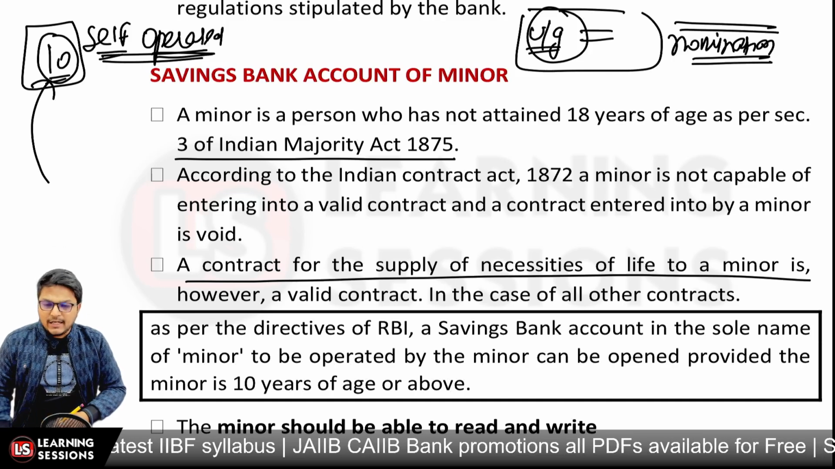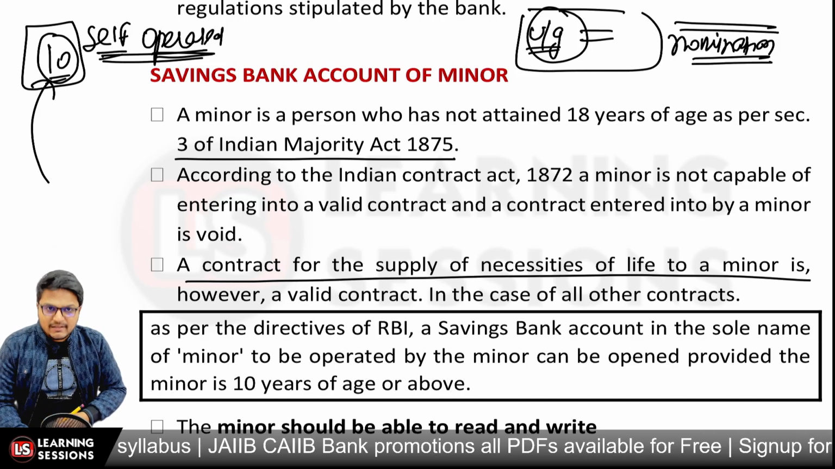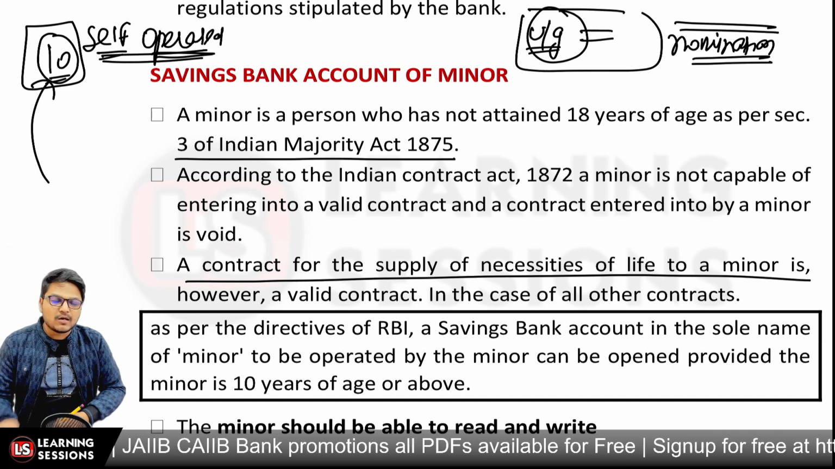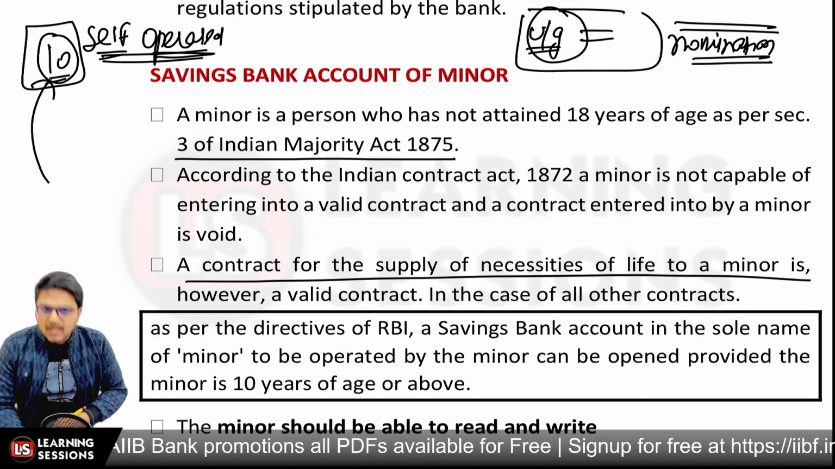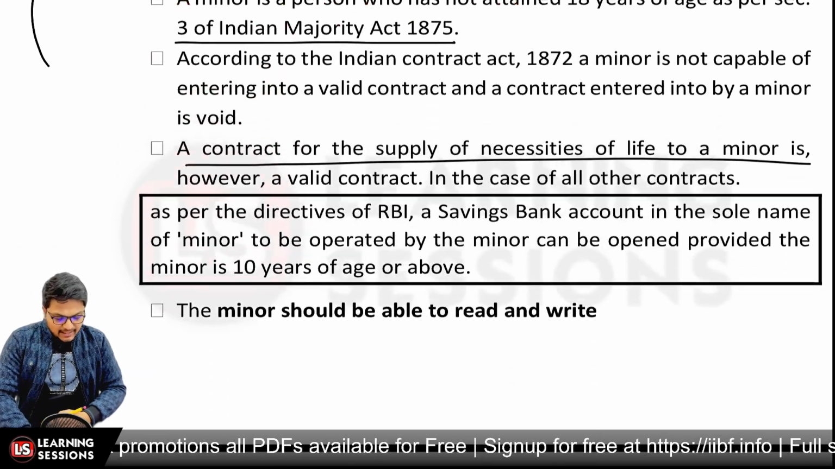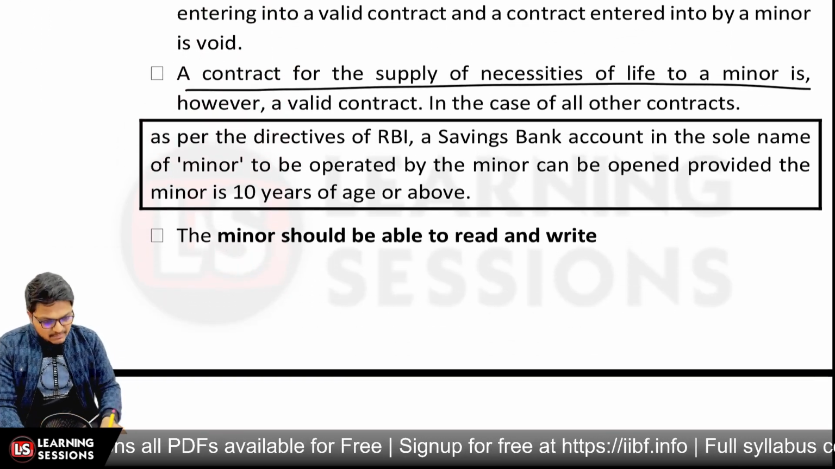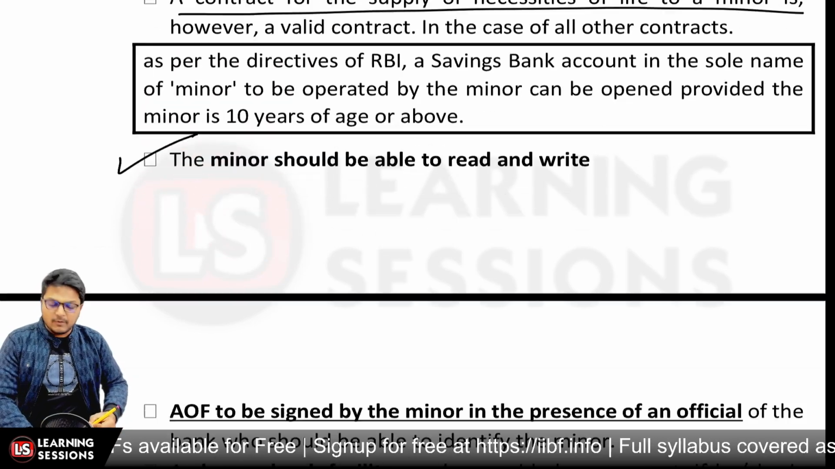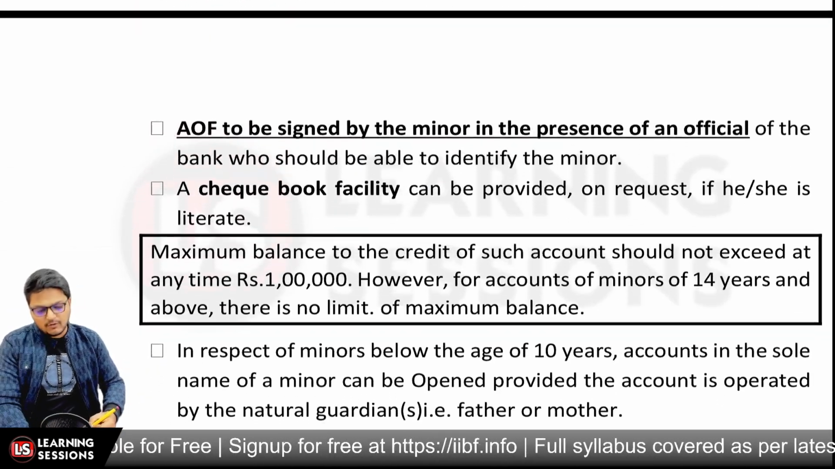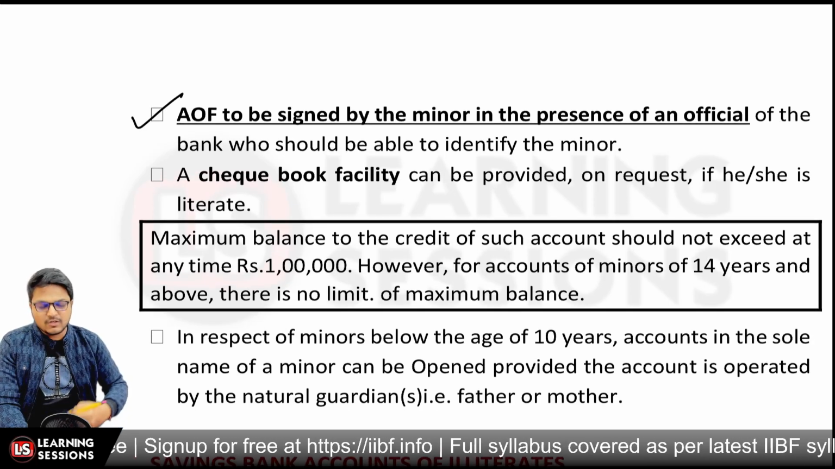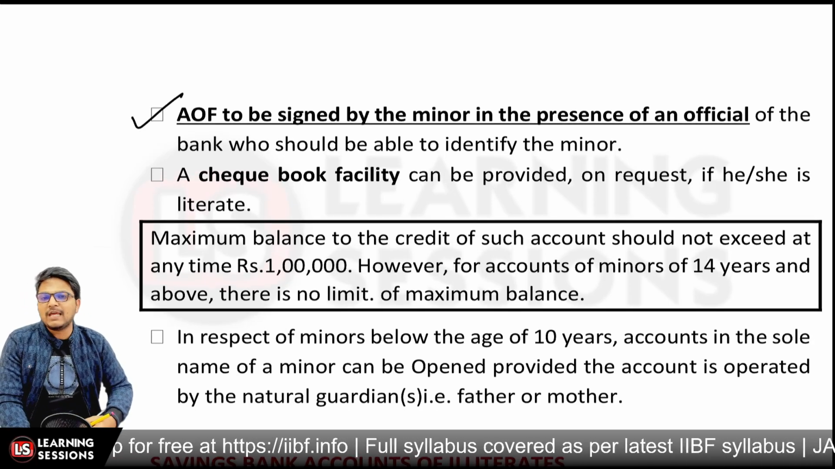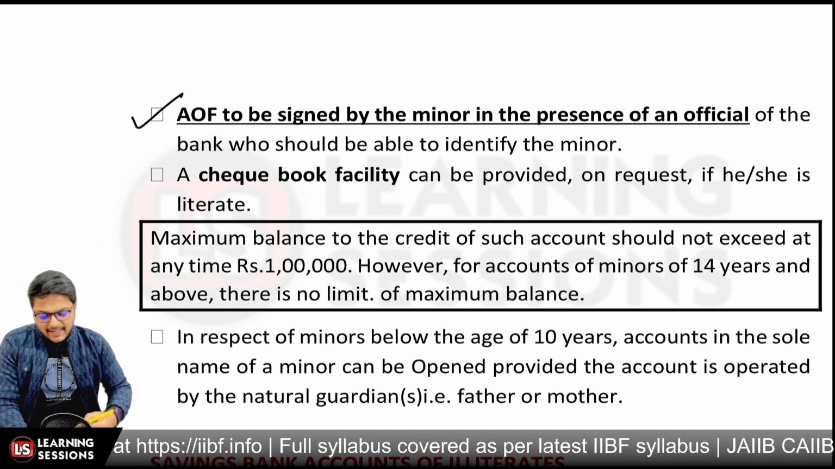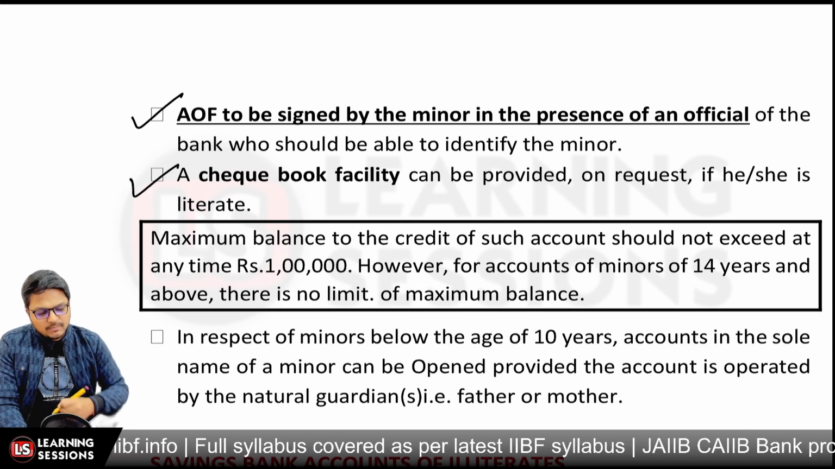And as I'm telling you, as per the Reserve Bank of India directives, it is allowed that a minor can open an account in their own name if they are age 10 or above, right? And further, the minor must be able to read and write. There is an important condition related to it. And further, the account opening form is to be signed by the minor in the presence of a bank official who is able to identify the minor. And a checkbook facility can also be provided.